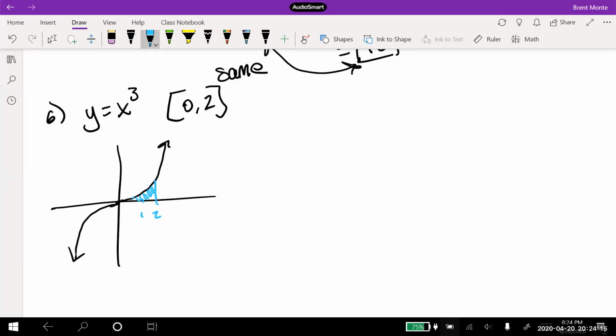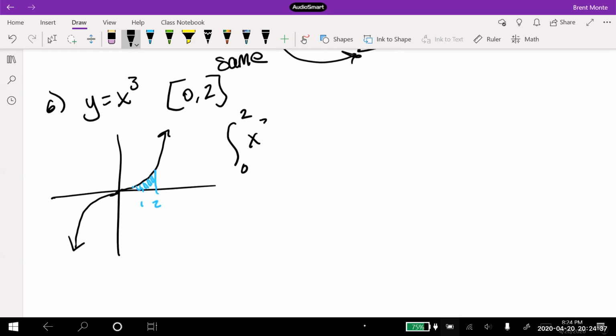Again, we can't do that using rectangles because they wouldn't be at the same height, no matter how tall those rectangles are, unless they're infinitely thin, which would mean we'd need an infinite number of rectangles. But the way I find this is I just use the fundamental theorem. I say, oh, that's just the definite integral from 0 to 2 of x cubed dx. And now I can find that just by working it out. Remember, add 1 to the exponent, multiply by the reciprocal.